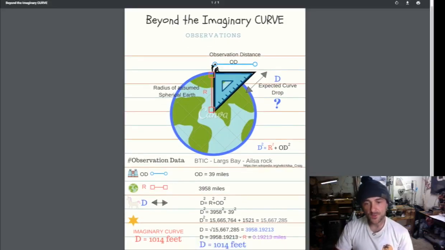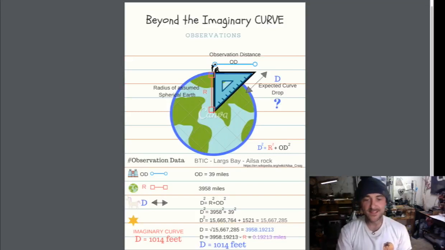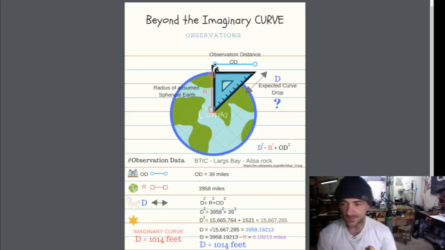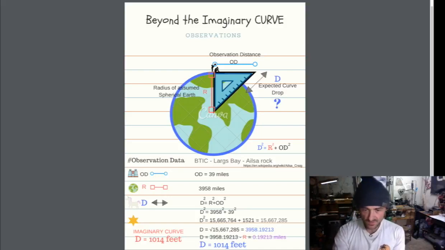So the radius of Earth, 3,958 squared, is 15,665,764. And you add the observation distance, 39 miles, which squared gives you 1,521. Add those together, that gives you 15,667,285. It's irrelevant. You do it on a calculator, quick, easy. To find the square root of that number, calculator, square root button, and that gives you 3,958. Well, immediately you see that that's the radius of the Earth. Take that off. So now we're left with 0.1921 miles, which, when you convert that to feet, gives you over 1,000 feet.